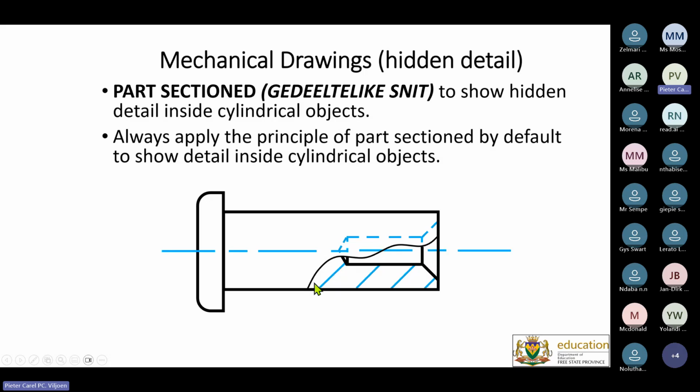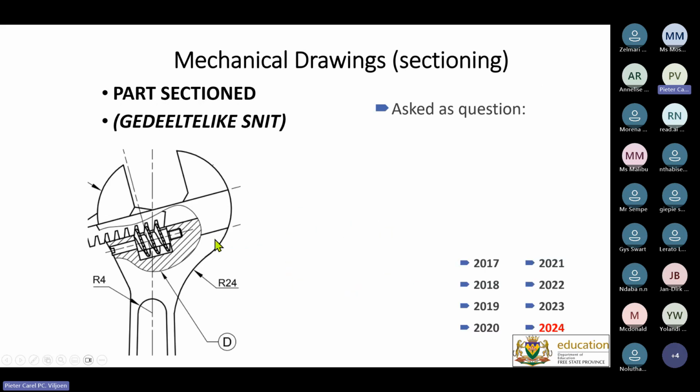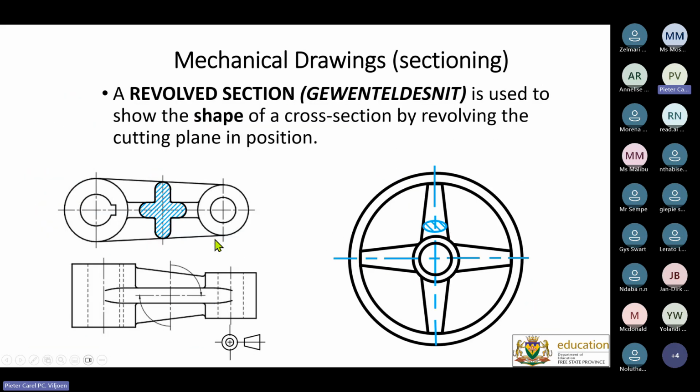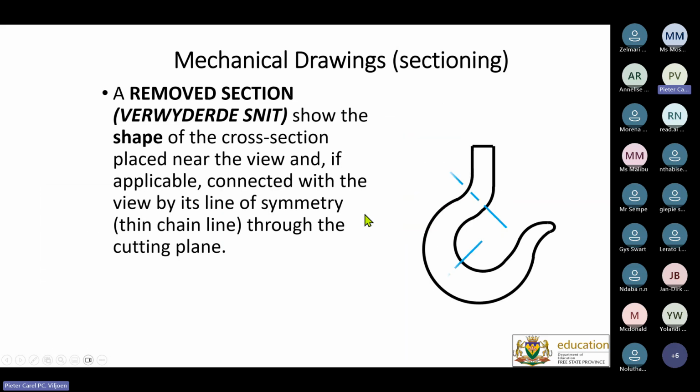Part section has been applied, so this is for grade 10 content. They have to know exactly how to apply detail in a cylindrical object. All right, so there we go. You can also do part section on this line over here. Both of these examples are correct, and there's nothing wrong with that. It's been asked quite a few times in National Senior Certificate exams. Revolved section is not required for grade 10. This is what it will look like, and it's been asked quite a few times over here.